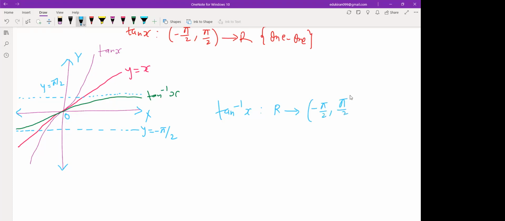Here in tan x, what is the codomain? Real numbers. The minus infinity to infinity. Yes, yes.